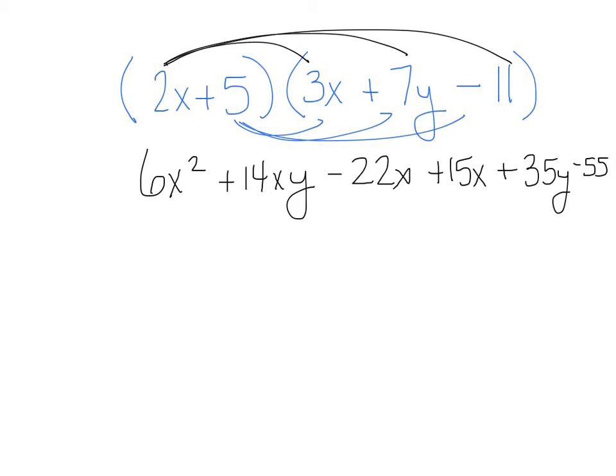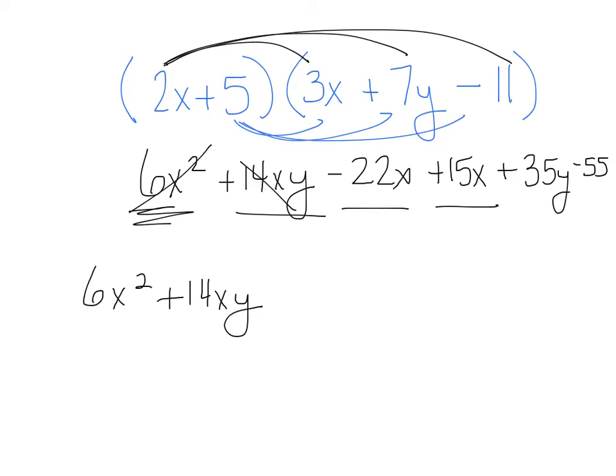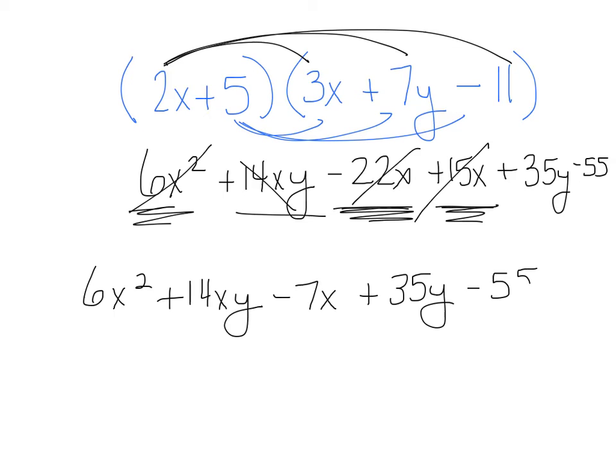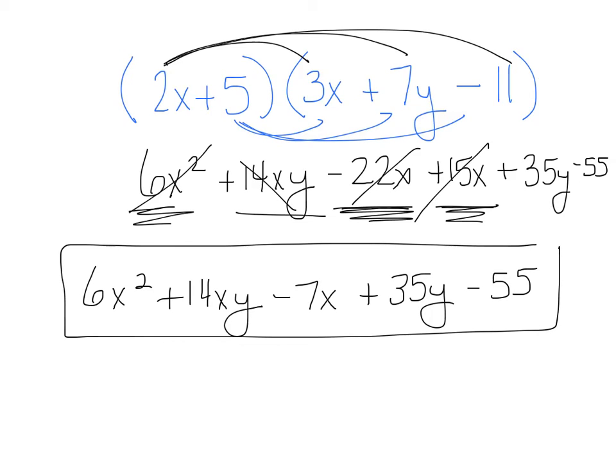So now you combine like terms. 6x squared, that's the only one. Are there any other xy terms? Nope, so plus 14xy. Now, these two I can combine together. Negative 22 plus 15, that gives me negative 7x. And then plus 35y minus 55. So this is the polynomial that I have left. And that's pretty much the basics of multiplying polynomials.